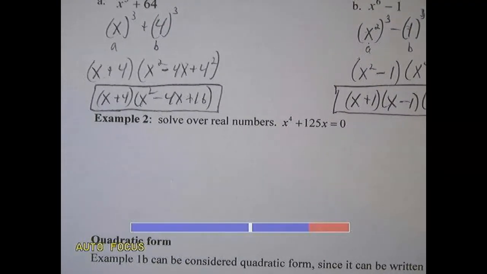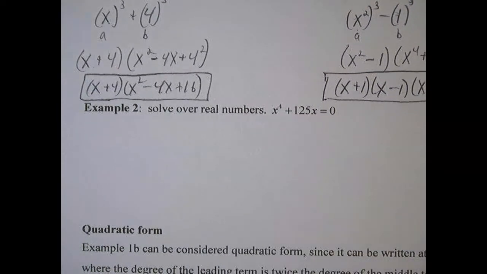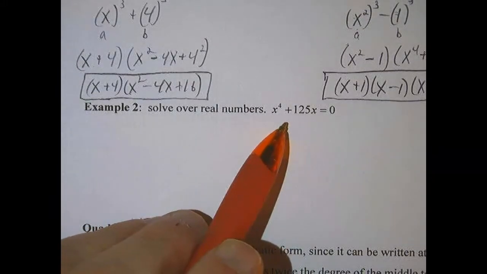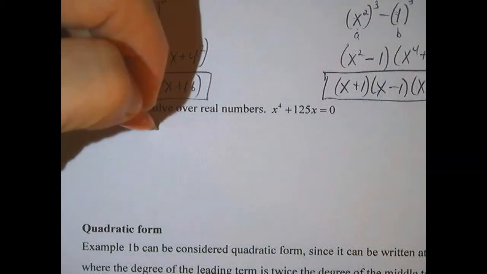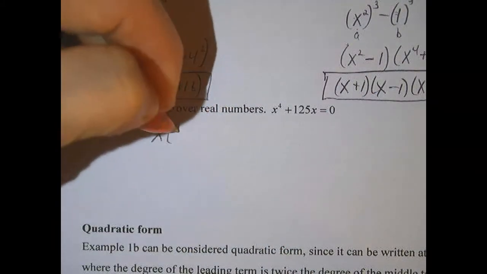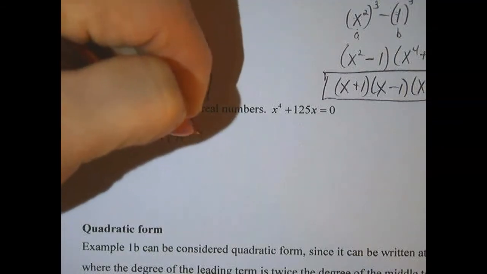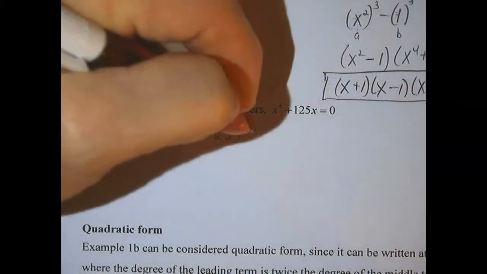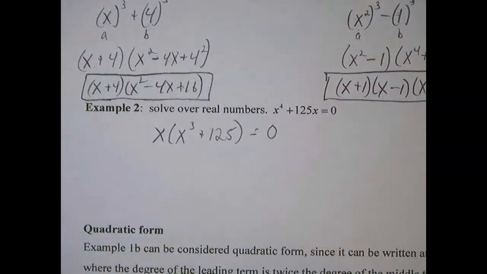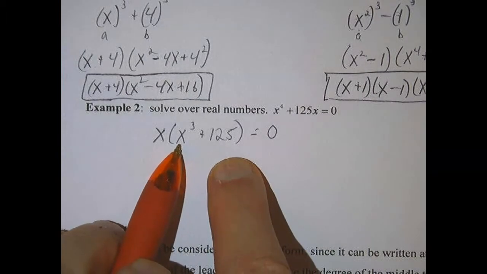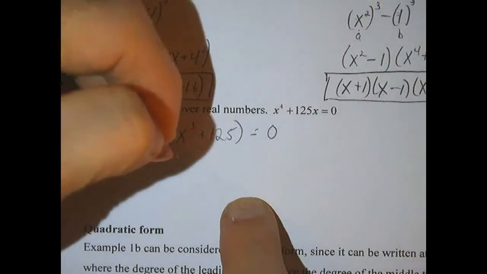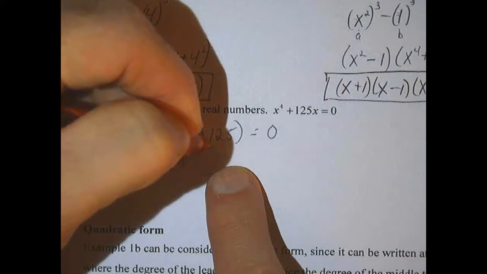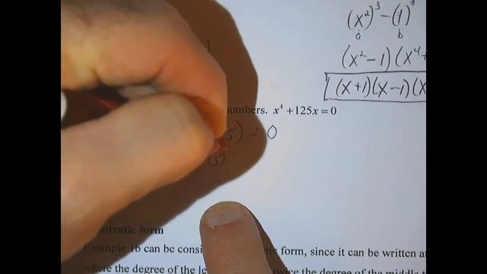Let's go on and look at one where we're solving. So now let's see, we can first take out the x, factor it out. So we have x times x to the third plus 125 equals 0. Now we recognize this, hopefully, is the sum of two cubes. This is x cubed, and this is 5 cubed.